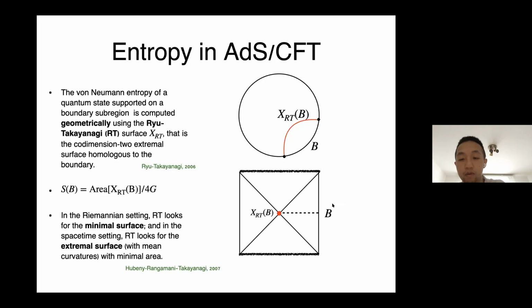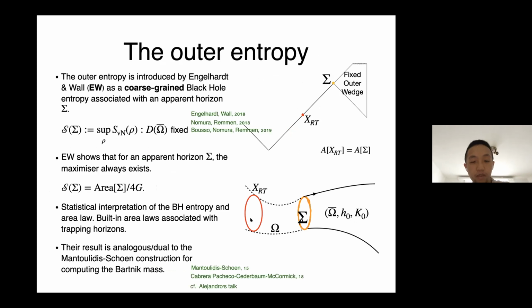And here I just give you an example of AdS-Schwarzschild. It's a two-sided black hole, and if you care about the entropy of one asymptotic end, then this entropy is computed by the area of the bifurcation surface. Okay, so this is a very quick review of the prescription.